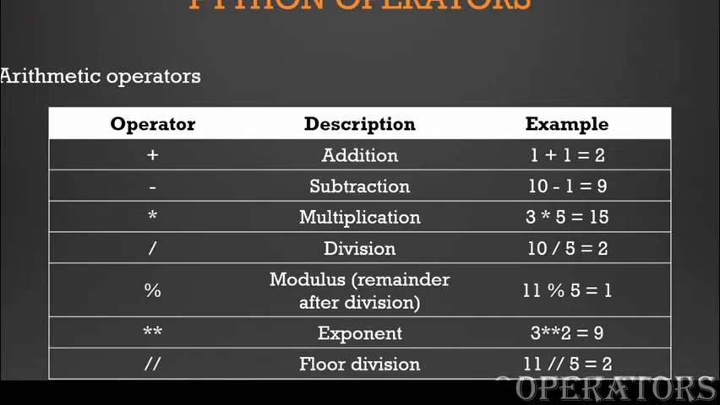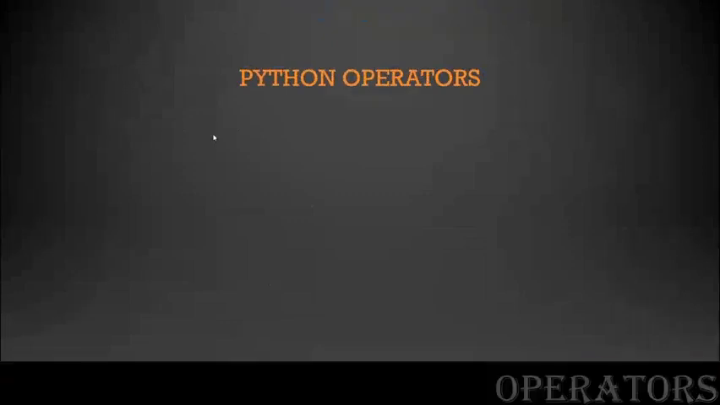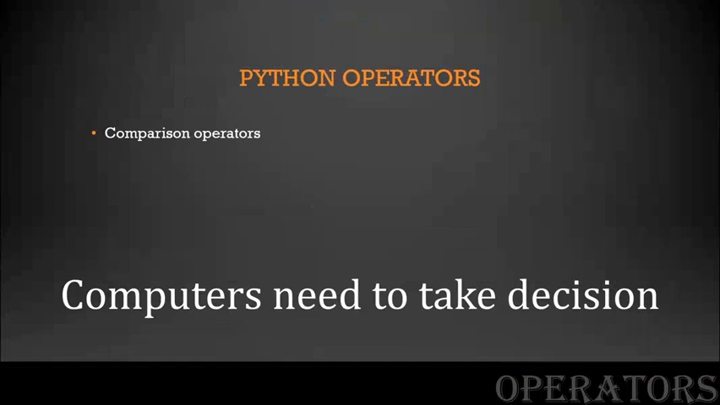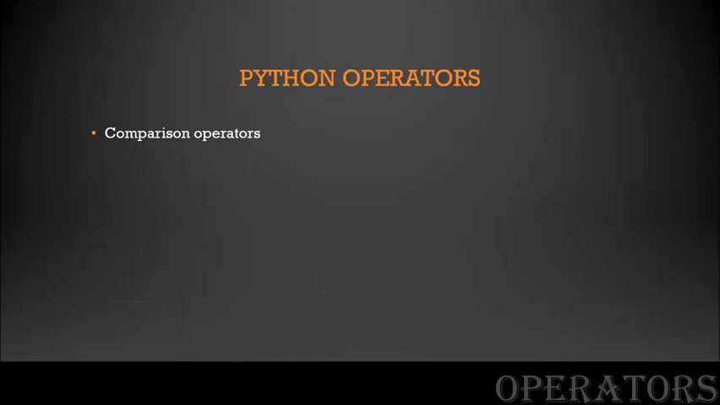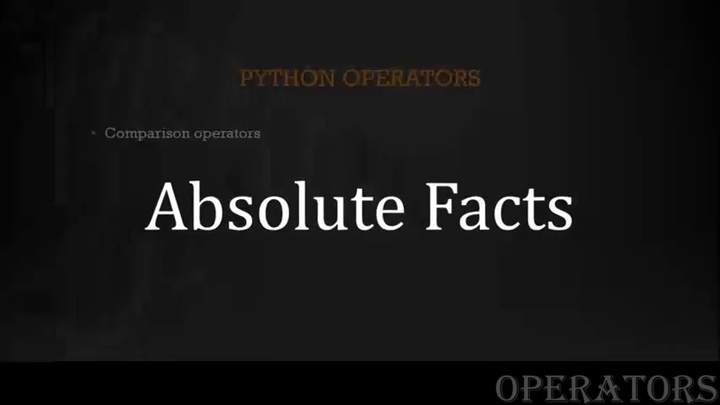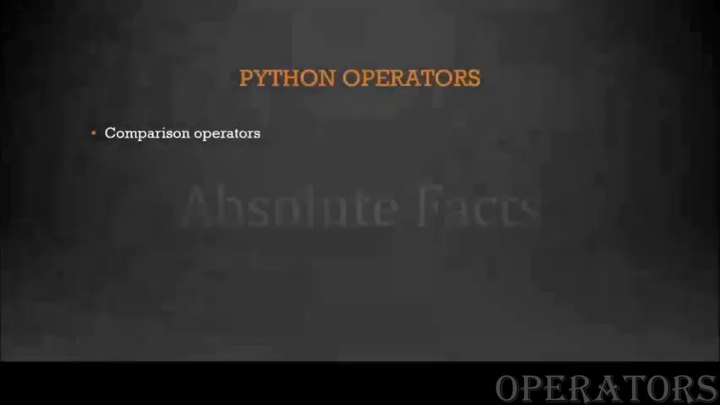Similarly we have a few more operators. Comparison operators are used because computers need to make decisions as part of their work. But these decisions cannot be judgmental calls. We are humans, we can do that, and humans judge based on many criteria. Computers do not make judgments, but they evaluate statements against facts. So these decisions are based on absolute facts, and again they are based on comparisons.